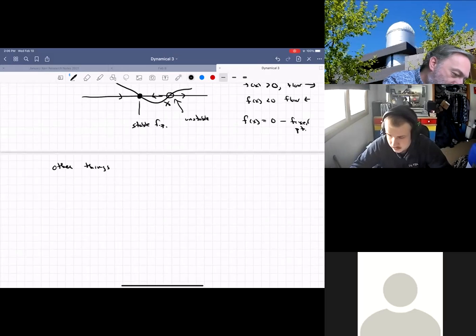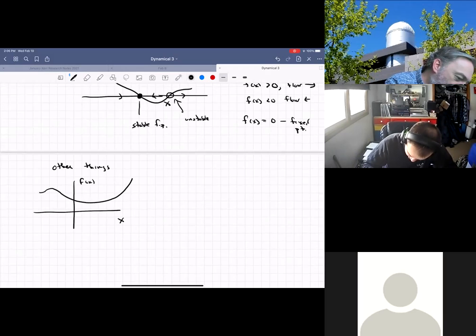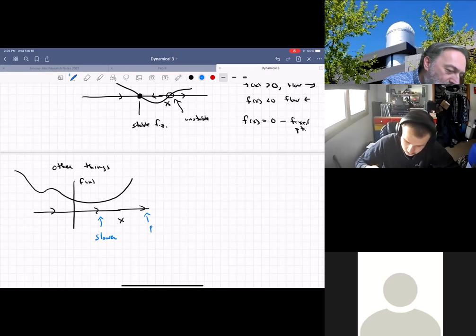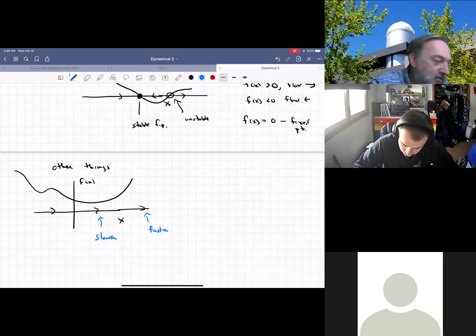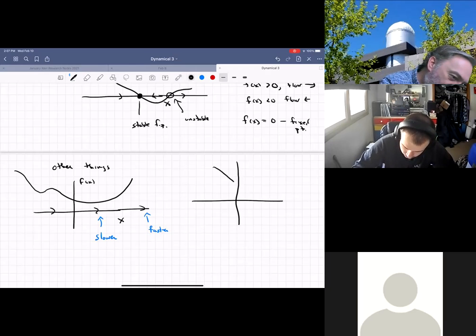Okay, so let's suppose that I plot f of x versus x, and I get something like this. The flow would always be to the right, but around here, I would be going slower. And over here, I would be going faster, right? Because x dot is bigger. Not terribly interesting, right?